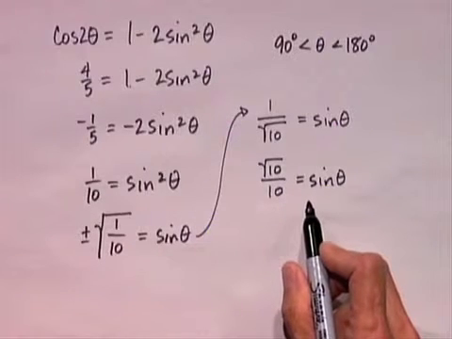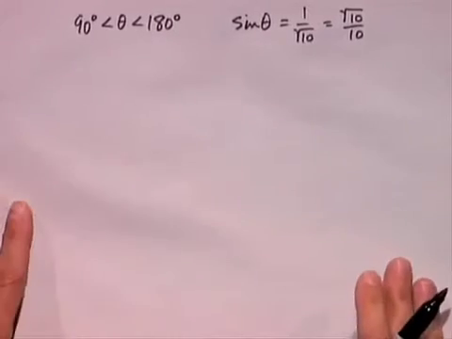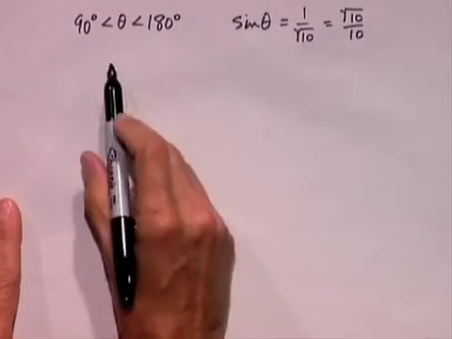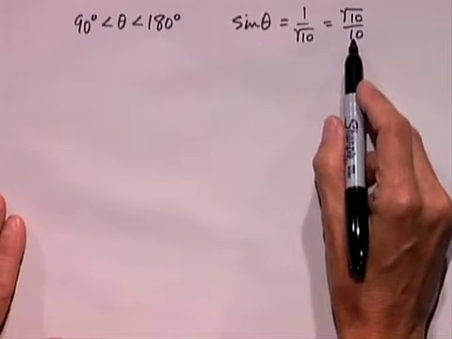Now I need all other 5 trig functions of theta. This is what I have so far. I know that theta is between 90 and 180. Sine of theta is 1 over square root 10, which is the same as square root 10 over 10.